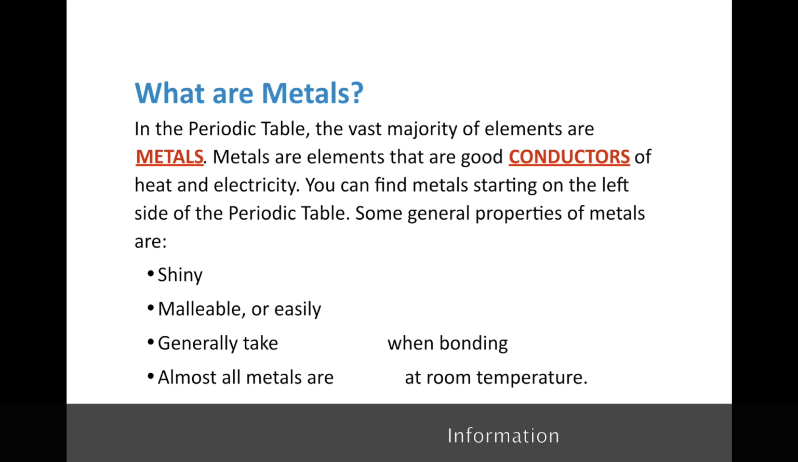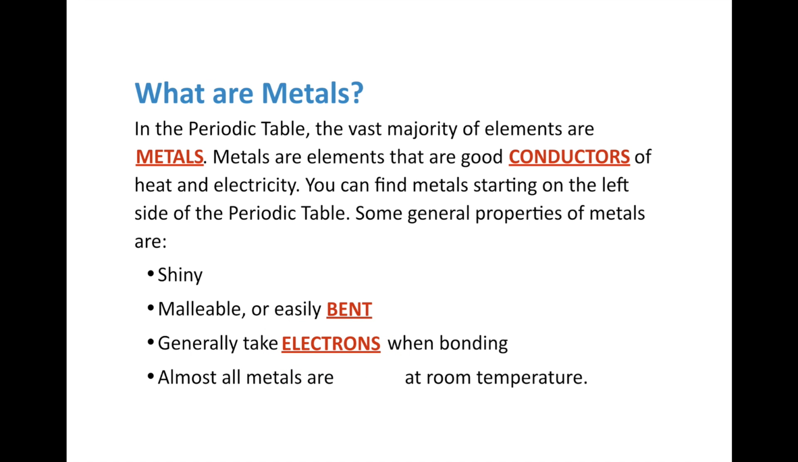Some general properties of metals are as follows. First off, they're usually shiny. Many of them are malleable, or easily bent. If you apply heat, you can bend it, like a wire. They generally take electrons when bonding. They form ions, which is why they can conduct electricity so well. Also, almost all metals are solids at room temperature. The biggest example of a metal that is not a solid at room temperature is mercury, the stuff used in temperature scales. It's a liquid.